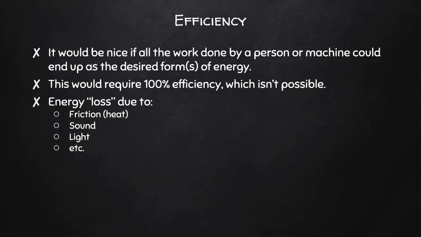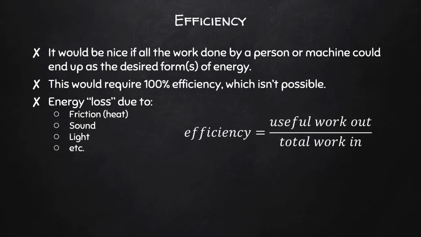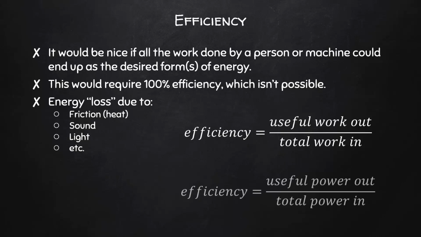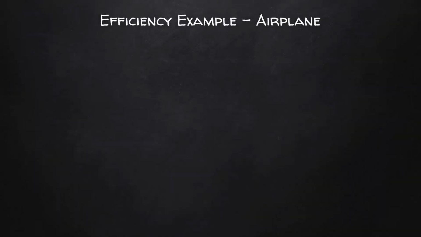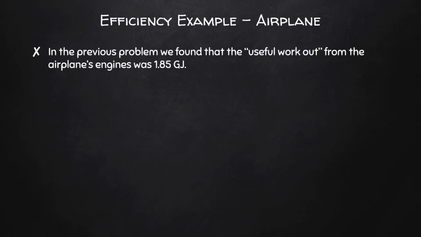We define efficiency as the useful work out divided by the total work in. Or, if we're interested in the rate at which the work is being done, we can say that efficiency is the useful power out divided by the total power in. Let's take a look at an example of efficiency. In the previous problem, we found that the useful work out from the airplane's engines was 1.85 gigajoules.